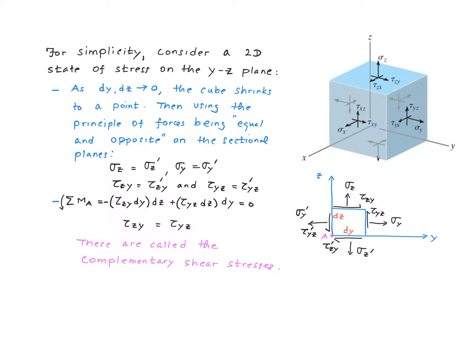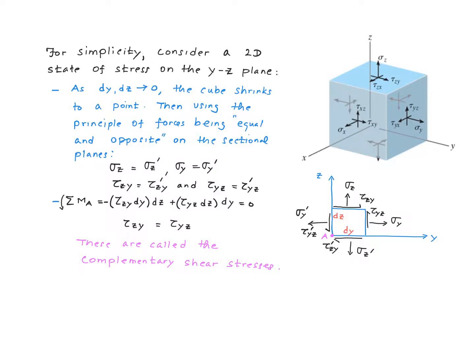Based on Newton's action-reaction principle, we know that if we section a body somewhere, the forces on either side of the section must be equal and opposite, right? So when this plane and this plane coincide with each other, they become like a section, all right? So what that means is sigma z and sigma z prime must be equal to each other. Sigma y and sigma y prime must be equal to each other. Tau zy and tau zy prime must be equal to each other, and tau yz and tau yz prime must be equal to each other.